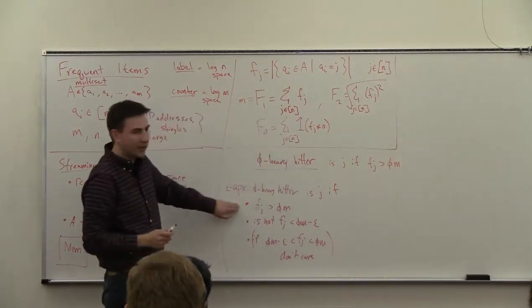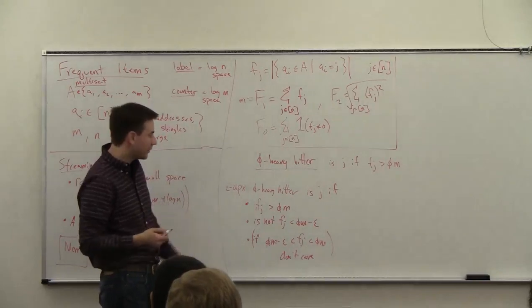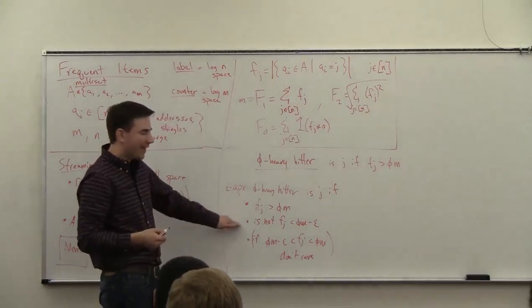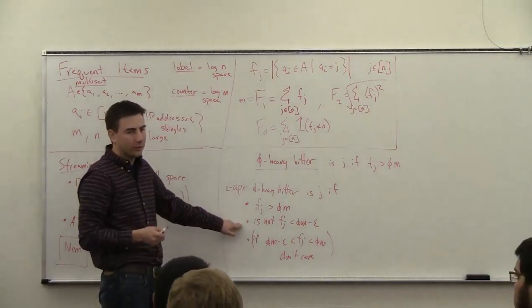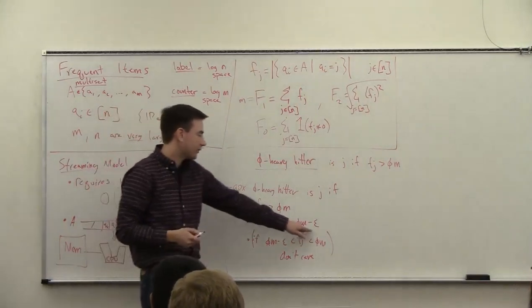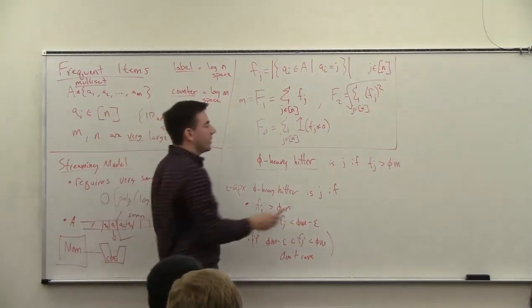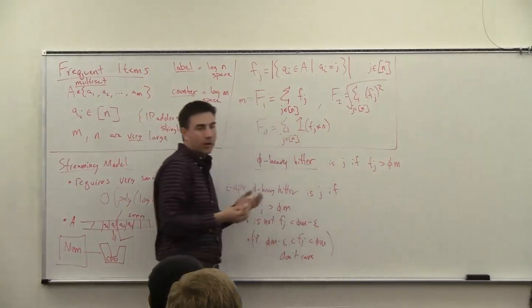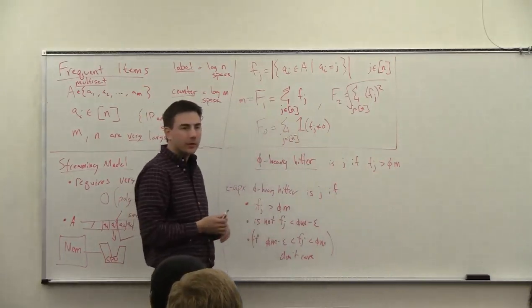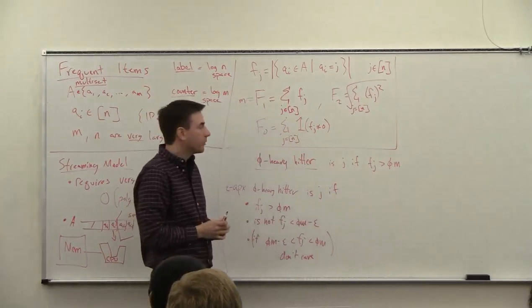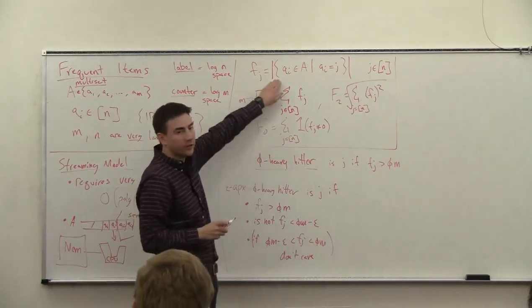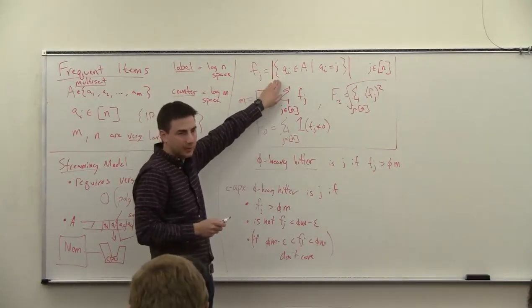Right, so you want everything that's really one of the phi heavy hitters, and you don't want to accidentally report something that's too small, that's less than epsilon. So think like phi might be 10% and epsilon might be 1%, right? What else? Values are positive, so all the counts, right? This measures the size of a set, so it must be non-negative.